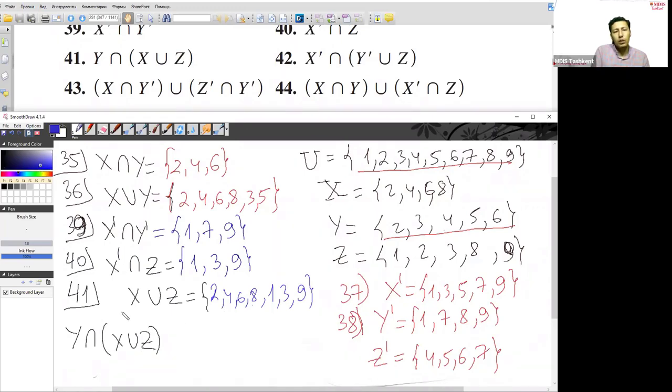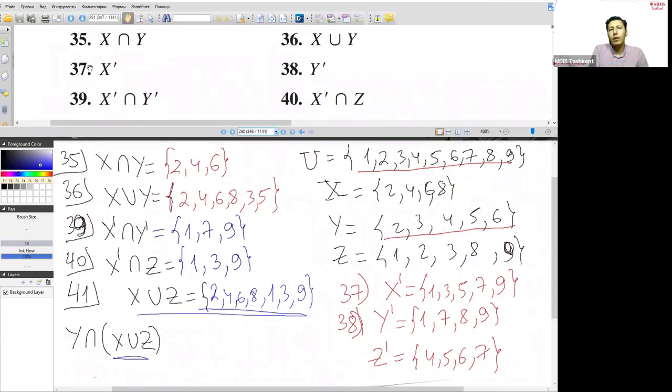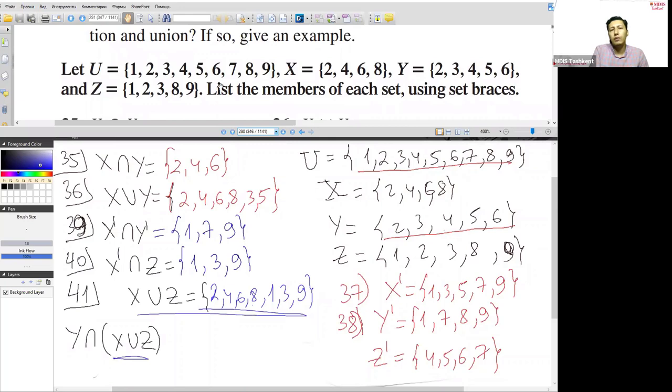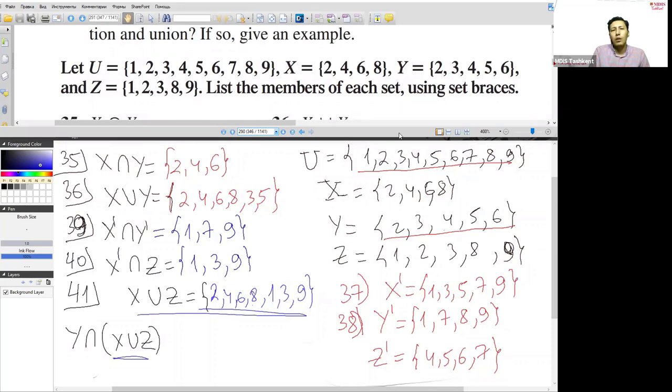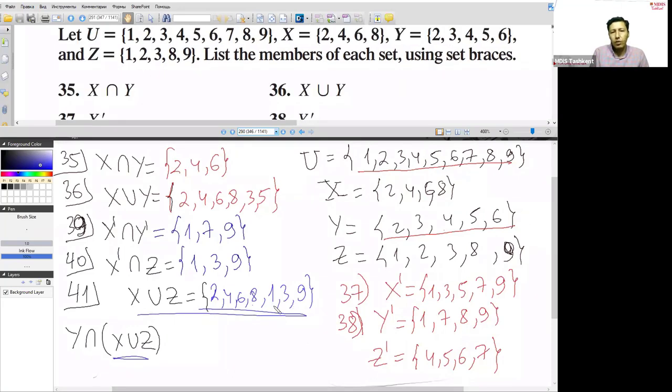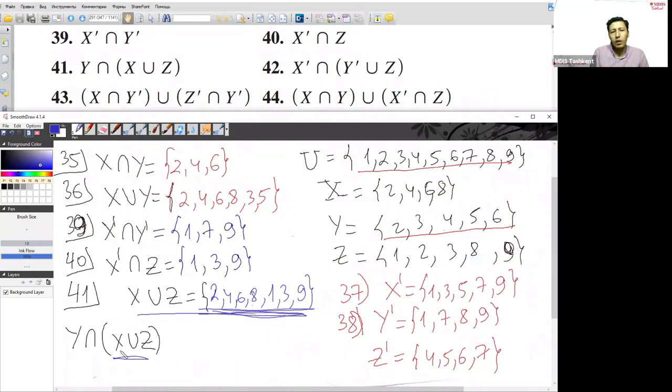So now it is between x union z here. Yes, the numbers are given here. Let U be x, y, z. The numbers will be given in the exam. So x union z is here, and we have y here. So it's between these two sets, and we have to find what? The intersection, you see? So common elements.